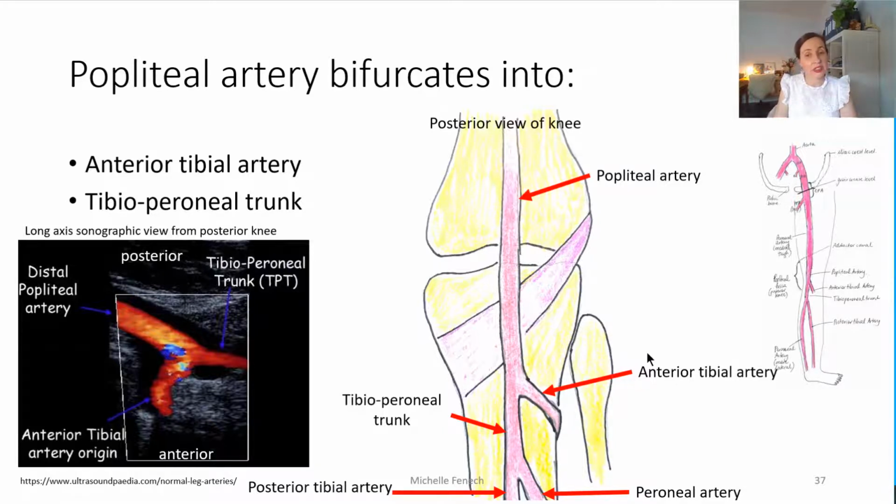Here, this is the fibula, so this is lateral and this is medial. You can see the anterior tibial artery running along the back part of the tibia, and then it's going to pop through and go more anteriorly and sit between the tibia and the fibula. And then there's a common trunk called our tibio-peroneal trunk, which will give rise to our posterior tibial artery and our peroneal artery. This is a long axis view. This is towards the head and towards the feet. This is the distal popliteal artery. It gives off this anterior tibial artery, and then it continues down here as this tibio-peroneal trunk.